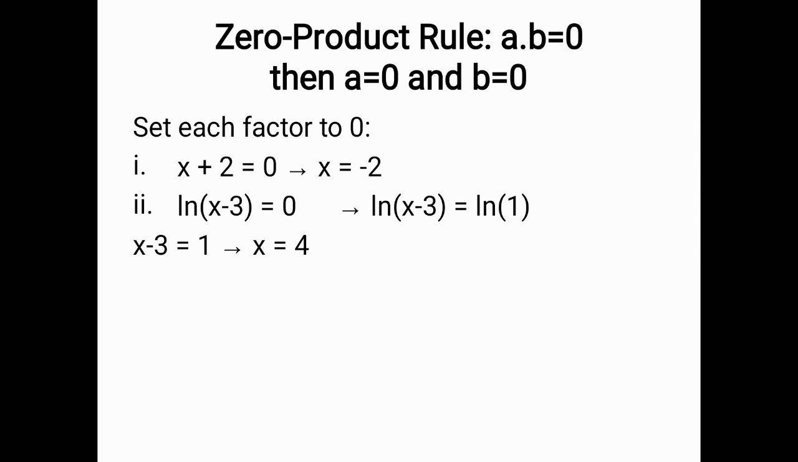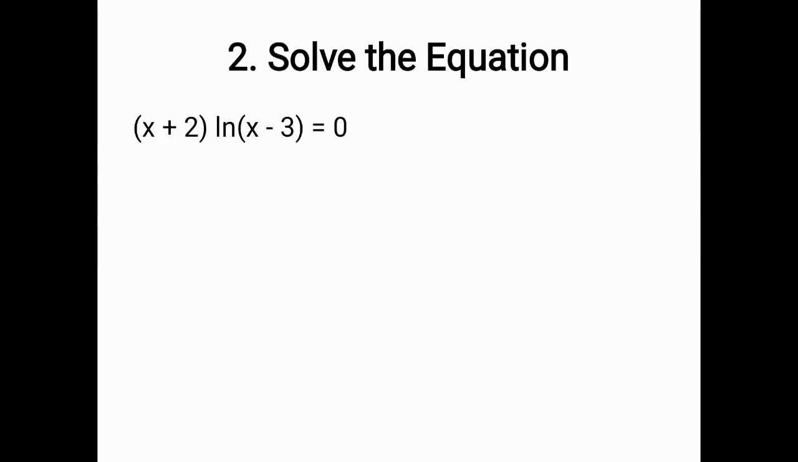When you have the product of two functions equal to 0, every factor in the given expression is equal to 0. That is what you call the identical or comparison method. It's the same as the zero product rule. Then, by setting each factor to 0, we have x plus 2 equal to 0 and ln(x minus 3) equal to 0.